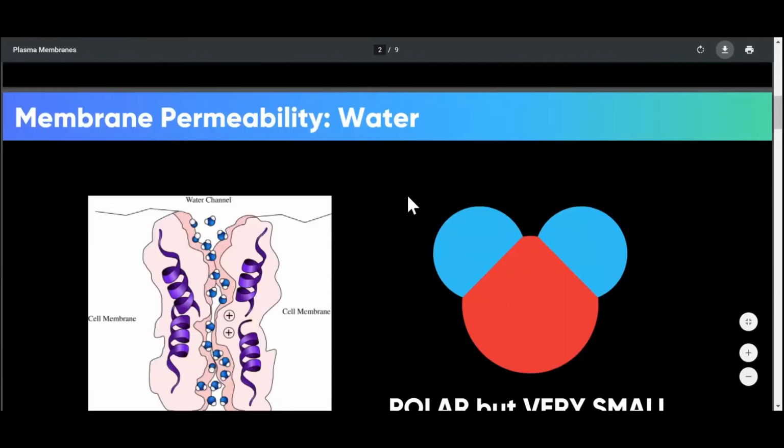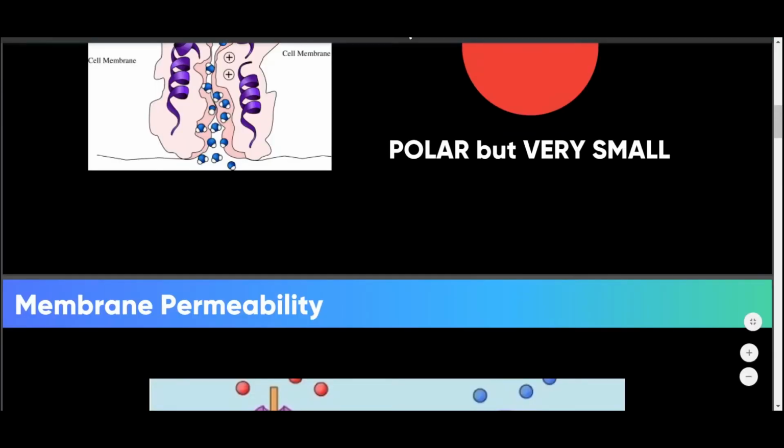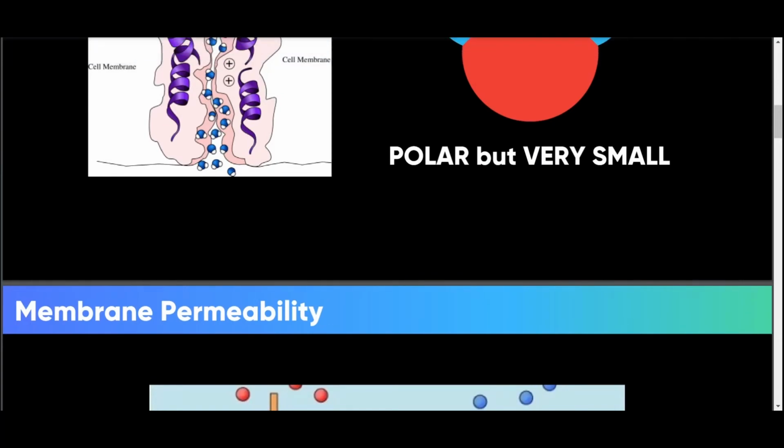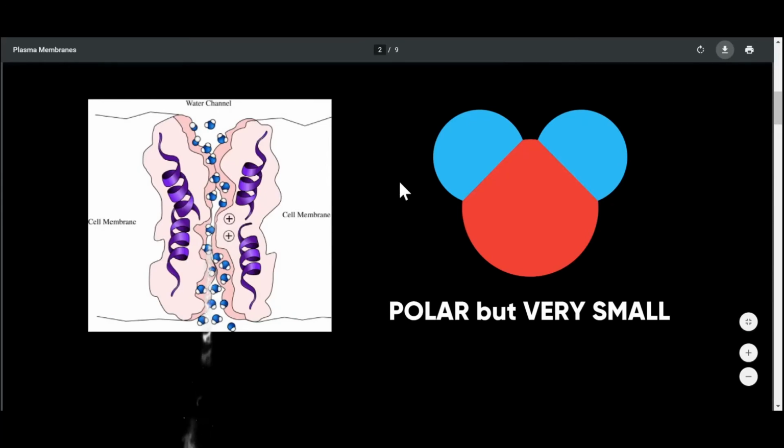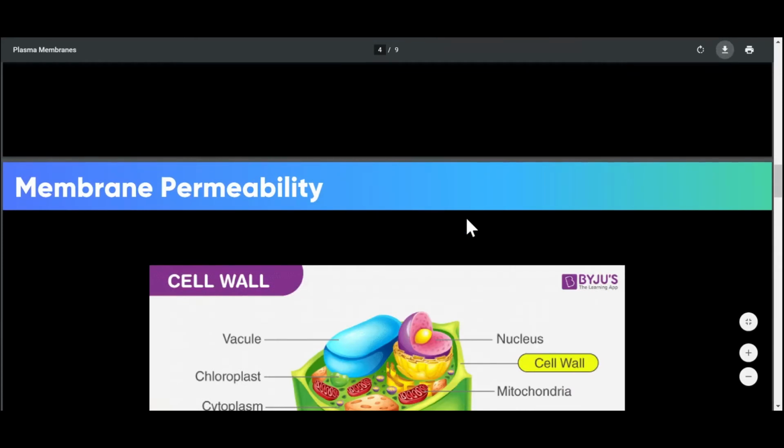And molecules that don't pass freely across the membrane need to use transport proteins. So the two main classes are protein channels and carrier proteins. Protein channels are just channels in the membrane which allow molecules to go through, and carrier proteins are proteins which undergo a conformational change which allows molecules to go in and then out on the other side of the membrane. And water is an example of a molecule that cannot pass freely across the membrane because it's polar. So the cells have aquaporins, which are protein channels with hydrophilic interiors which allow water to diffuse across.